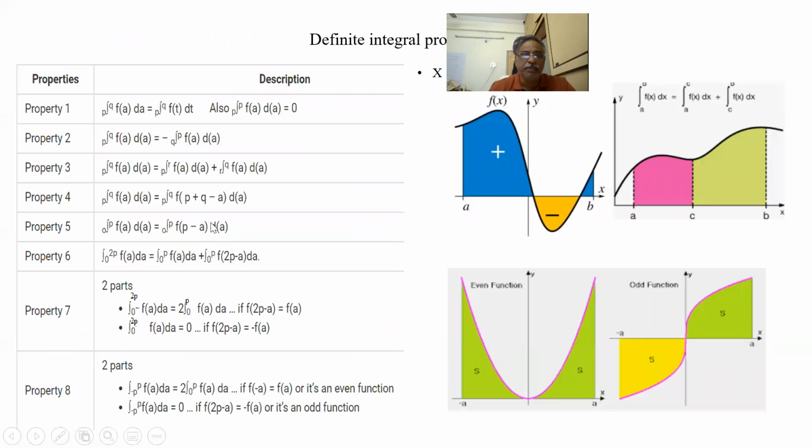Let us see the next property. These two are same. In place of 0 to p, I am adding both limits here. 0 plus p is p. So no problem. Now let us say 0 to 2p, this is the formula. So 0 to 2p can be written as 0 to p plus p to 2p.